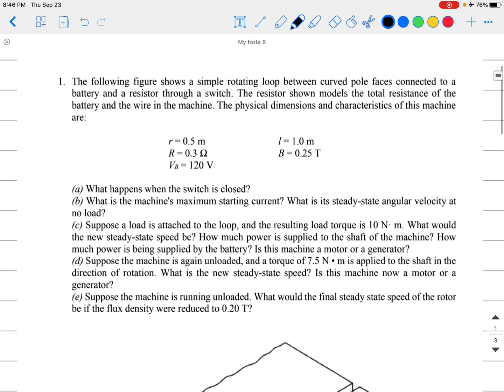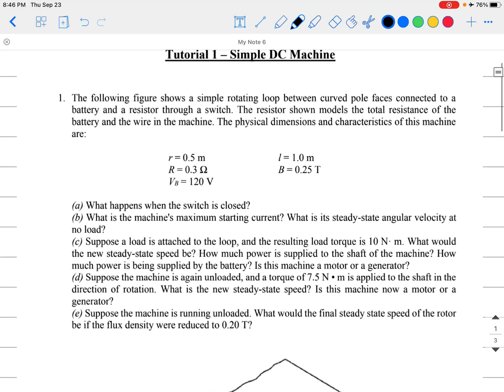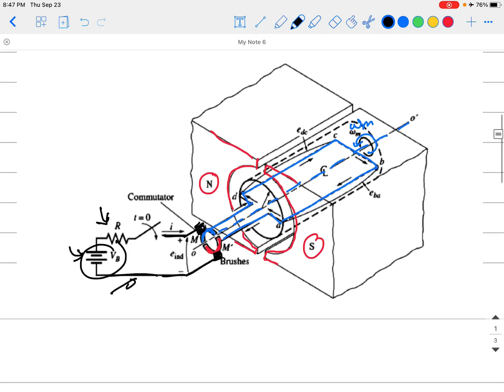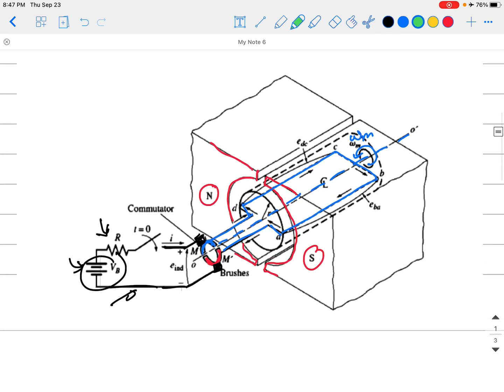Okay, and then it's stated that the resistor shown models the total resistance of the battery, the wire, and the machine. That's what I'm talking about. The physical dimensions and characteristics of the machine are, and he's just giving you these dimensions, r is 0.5 meters. He's just giving it to you. There is r, and it's the radius of the rotor.